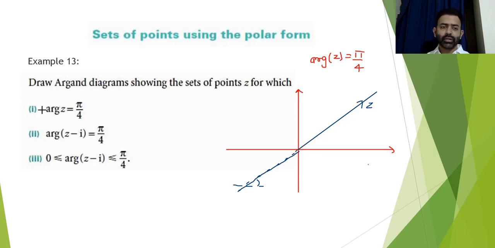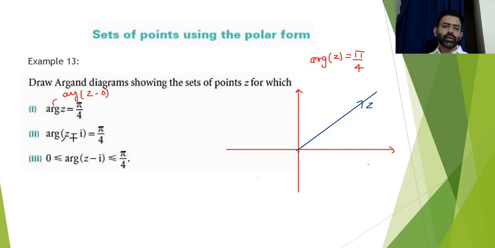Next is the first part. The second part says that the argument of z minus i is pi by 4. This simply means the argument of z where the starting point is 0. We have to look for the starting point, which in the first part is 0. So basically it is written as the argument of z minus 0. The starting point is 0 and the finishing point is z, which can lie anywhere on this straight line. From 0 we have to maintain the angle of 45 degrees.